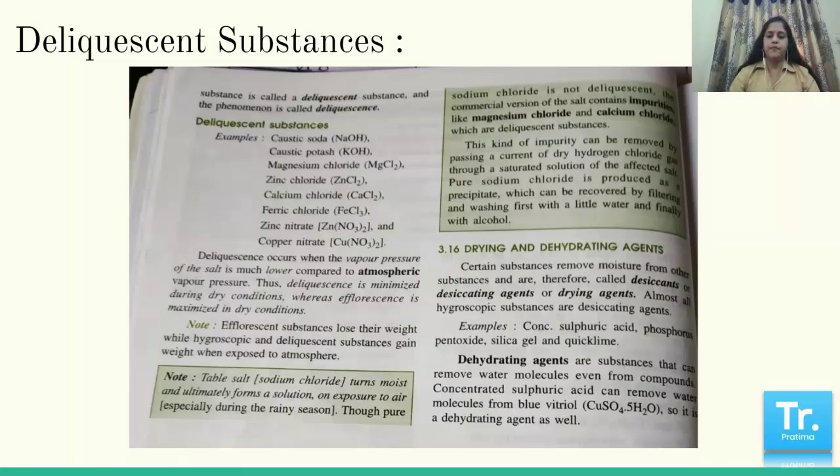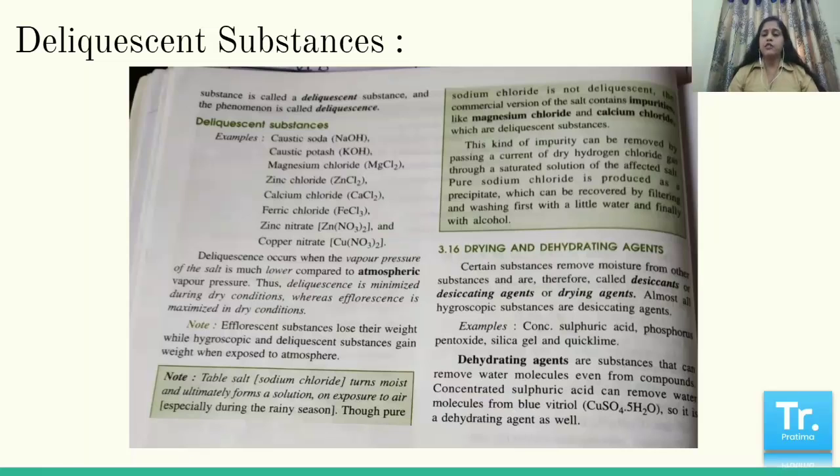Please learn them. The deliquescence occurs when the water vapor pressure of the salt is much lower compared to the atmospheric vapor pressure. So efflorescent substances will lose the water, whereas the hygroscopic and deliquescent will gain weight from the atmosphere. But the table salt, this is a little exception, you can say, and an important question which is generally asked.